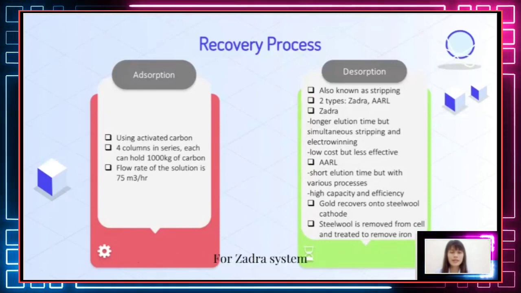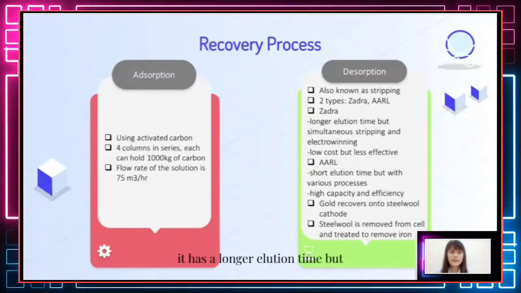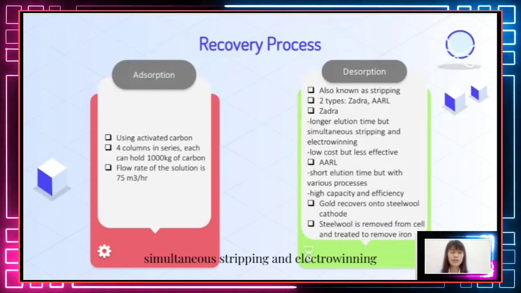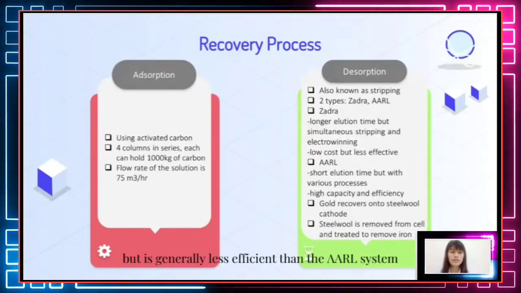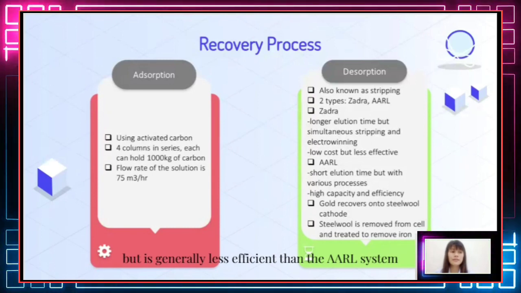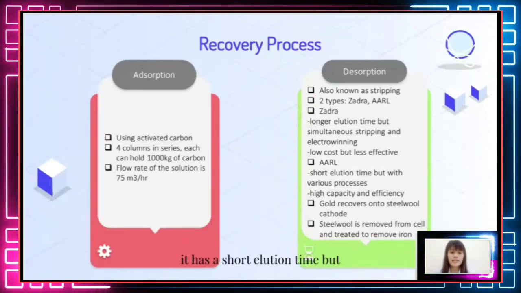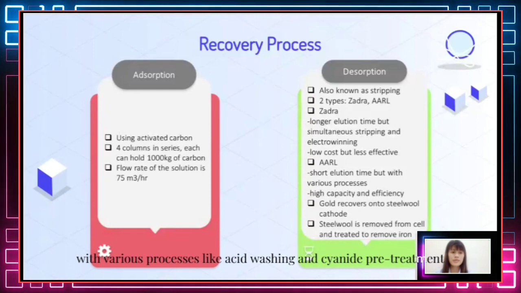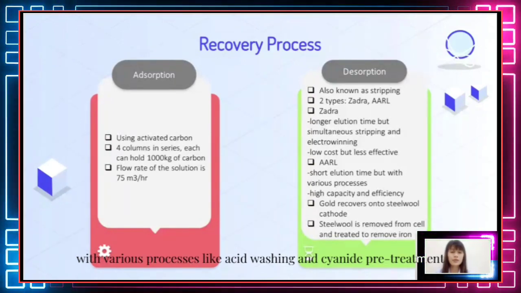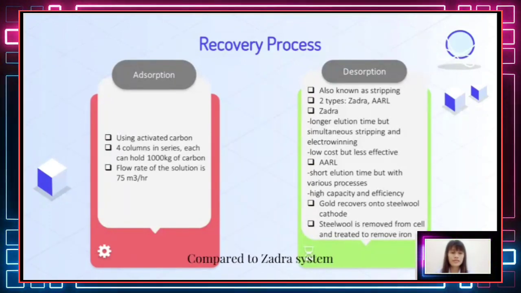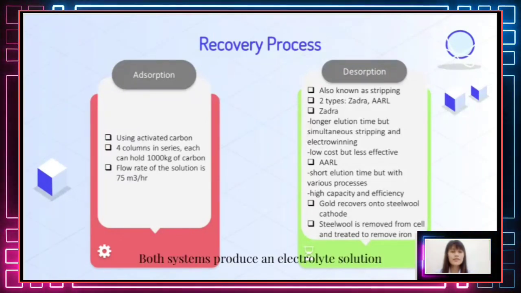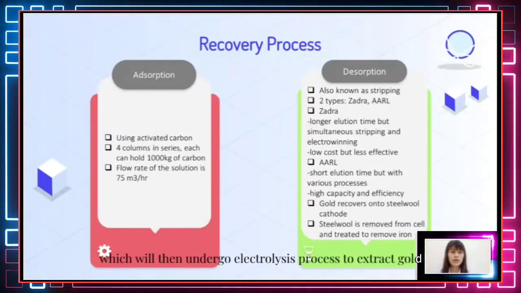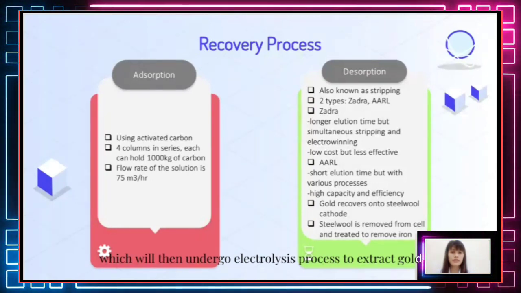The Zadra system has a longer elution time, but simultaneous stripping and electrowinning. We can construct this system at low capital cost, but it's generally less efficient than the ARR system. The ARR system has a short elution time, but with various processes like acid washing and cyanide pretreatment. Compared to the Zadra system, ARR has higher capacity and efficiency. Both systems produce electrolyte solutions, which will then undergo the electrolysis process to extract gold.